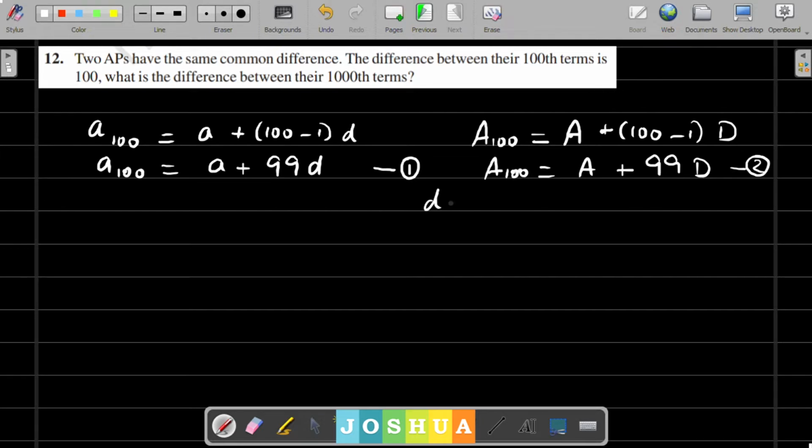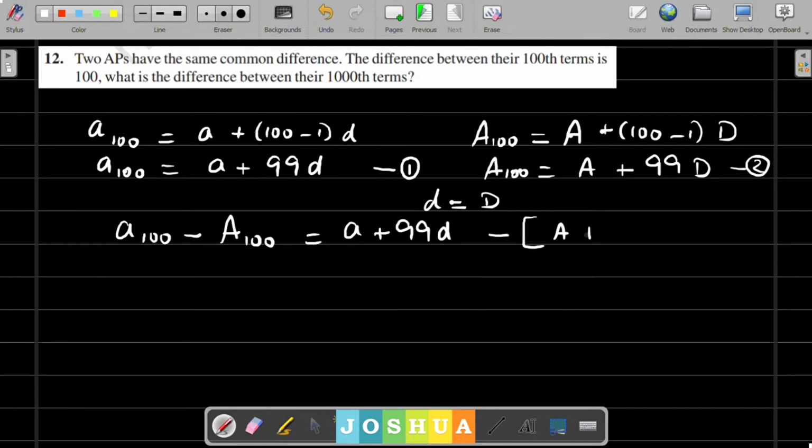And what they said now is the two APs have the same common difference. Small d is equal to capital D. That means in equations 1 and 2, small d is equal to capital D. Now I am going to find the difference between the 100th terms of the first AP and the second AP. For this I use the symbol a100 minus capital A100. So the meaning is, I am finding the difference between the first AP's 100th term and the second AP's 100th term.